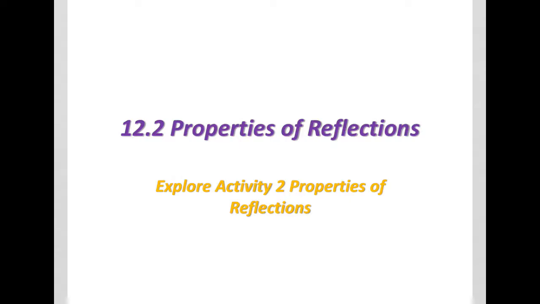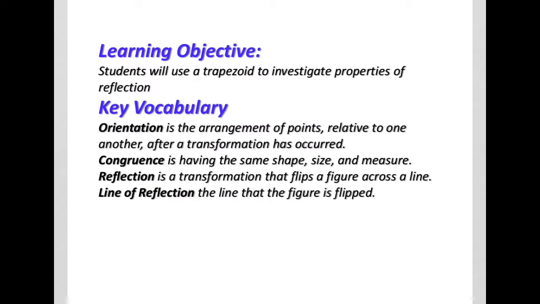Let's take a look at Unit 5, Lesson 12.2. We're still looking at properties of reflection, but here we want to look at explore activity number 2. Your learning objective is you use a trapezoid to investigate the properties of reflection.